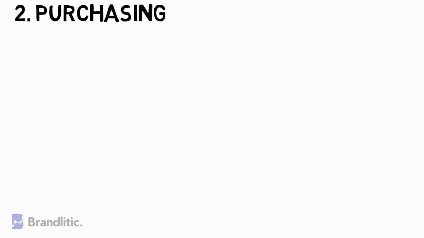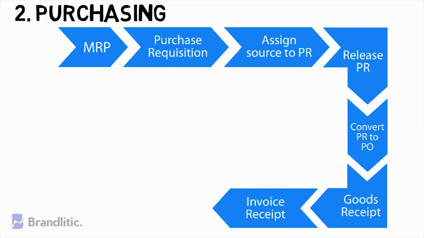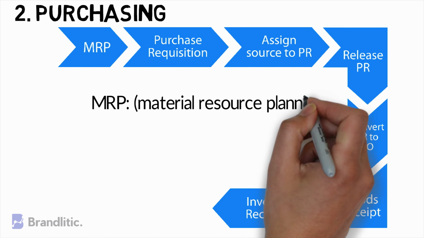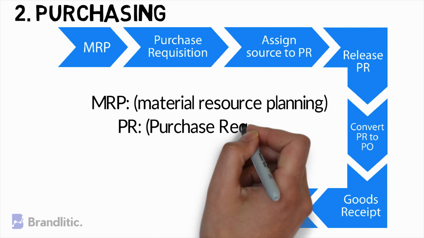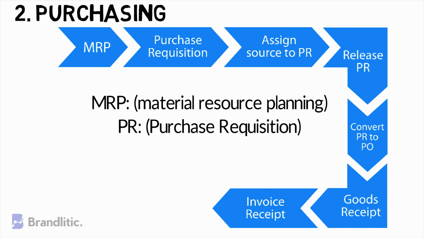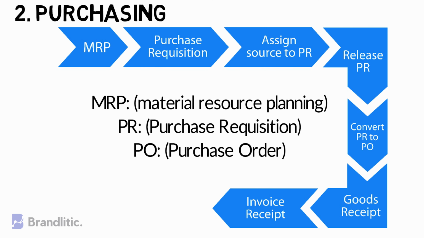Number 2. Purchasing. Purchasing as a component of SAP MM module can roughly be depicted in the following diagram, where MRP or Material Resource Planning creates procurement proposal and later gets converted into purchase requisition or PR. Next step is to assign a source to purchase requisition and release of purchase requisition. The PR gets converted to purchase order or PO, and upon goods receipt, an invoice receipt can be done to complete the purchasing process. Additionally, the payment is processed in the finance module.